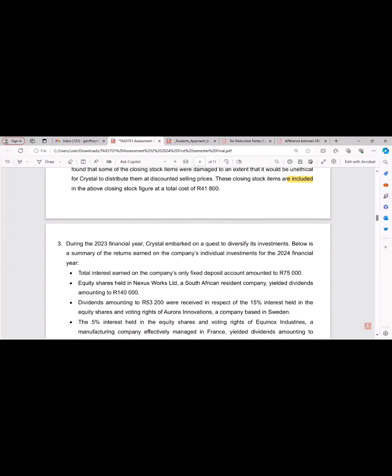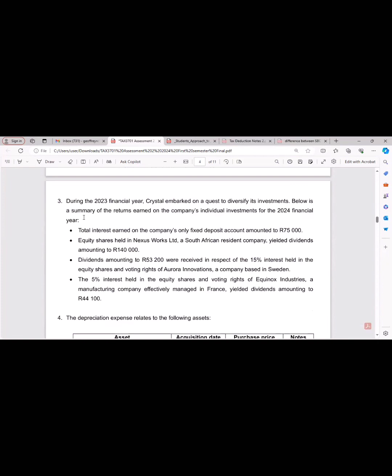But SARS has rules. Okay. So do you understand what's happening? If you're the accountant, any incomes that you get, you add them. But SARS has rules on how much you can include, whether everything or nothing.